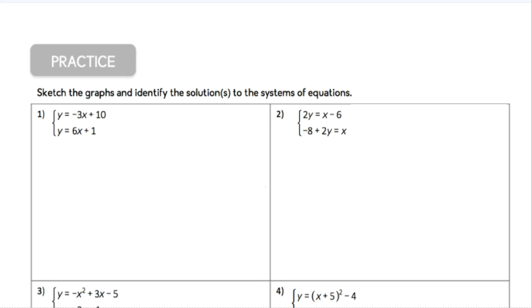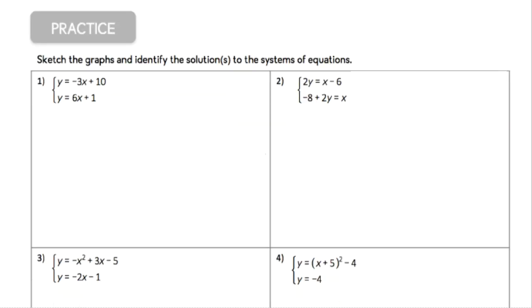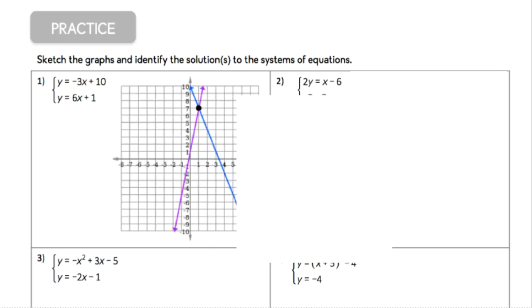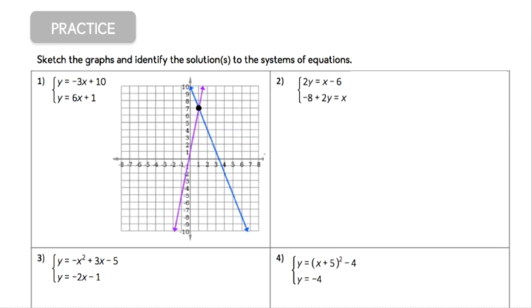Okay, hopefully you've taken the chance to pause it and try these on your own. So our first system, number 1, is two linears. I have negative 3x plus 10 and 6x plus 1. If I graph those, they look like this. Negative 3x plus 10 is the blue line going downward. 6x plus 1 is the purple line going upward. And the intersection point where they cross each other is at (1, 7). So that would be my solution.